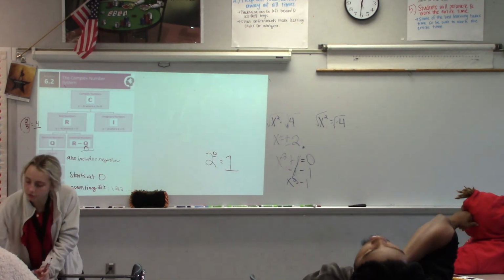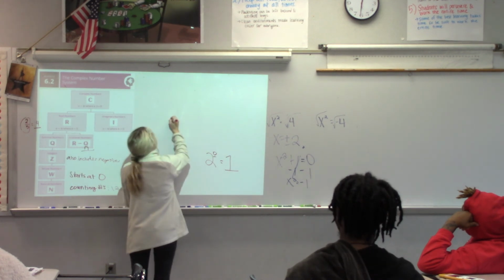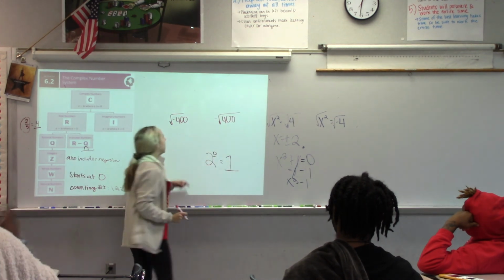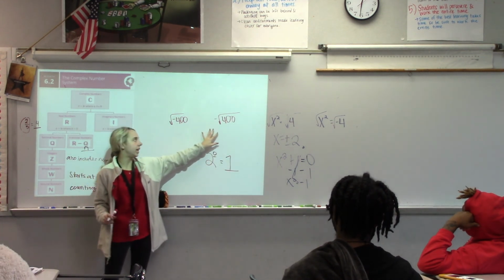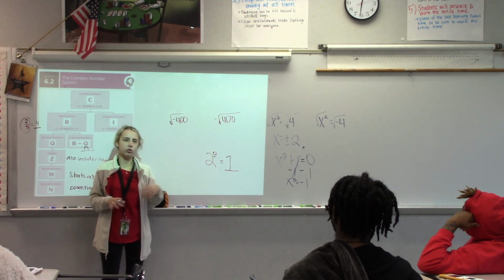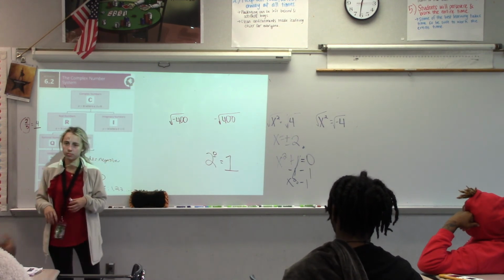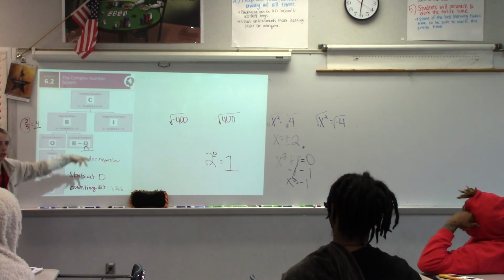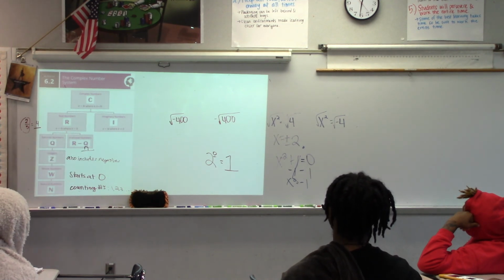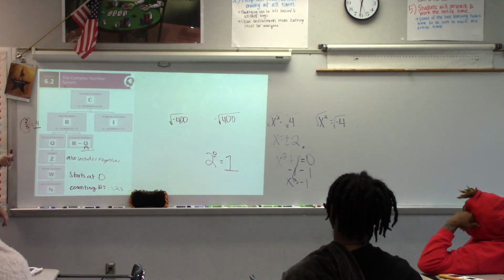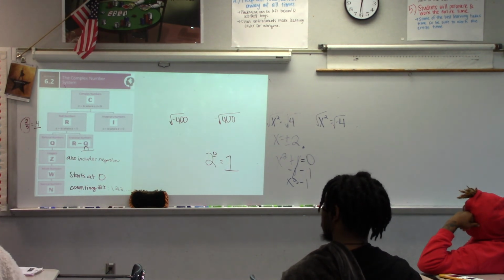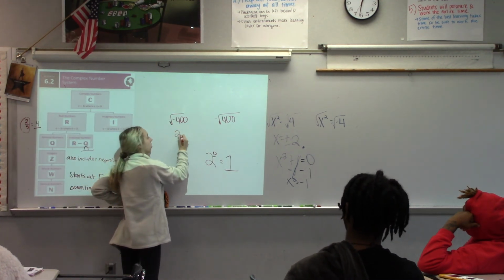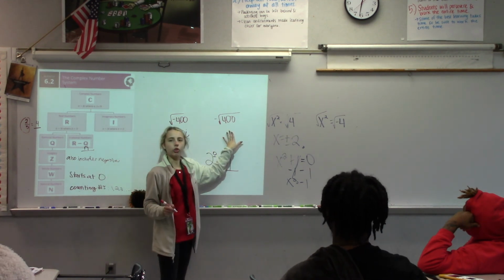Looking at these cards, you have the square root of negative 400 and negative square root of 400. What's different about those two? One has the negative on the outside. How is that going to change where it falls in this organizer? If you take the square root of a negative number, one of them is going to be imaginary, because I'm taking the square root of a negative.